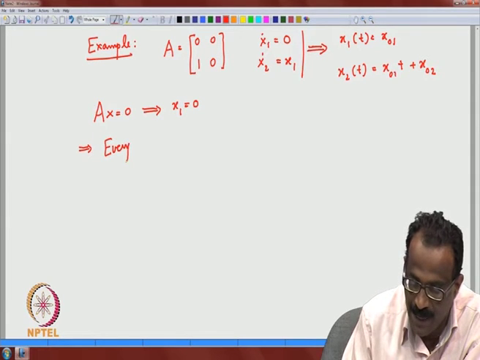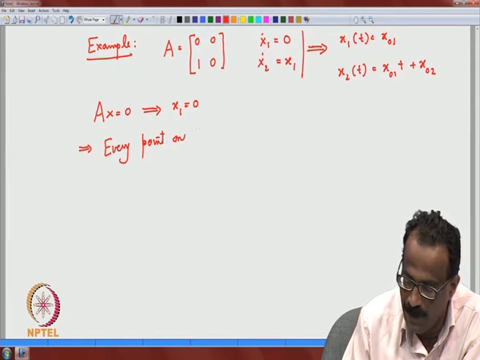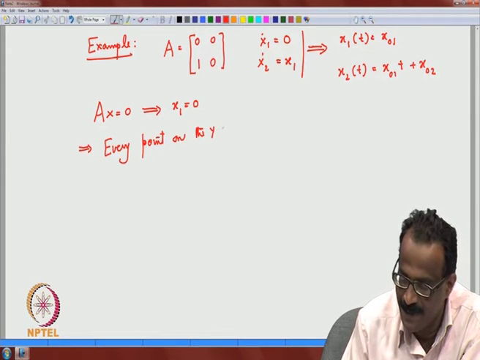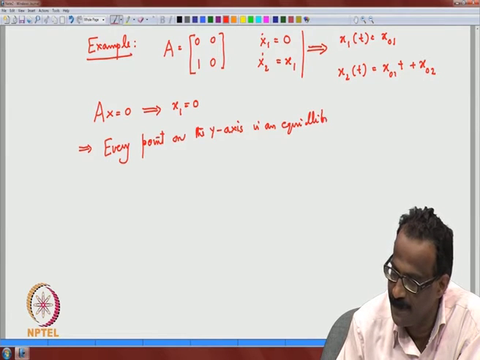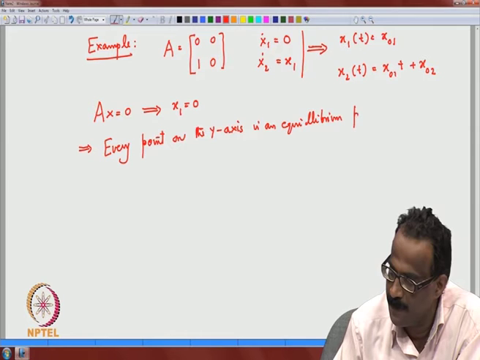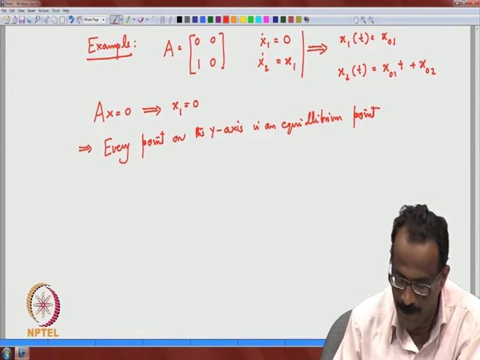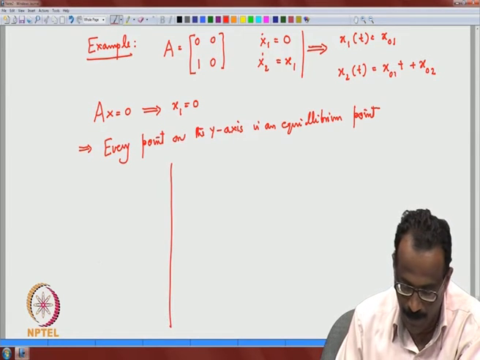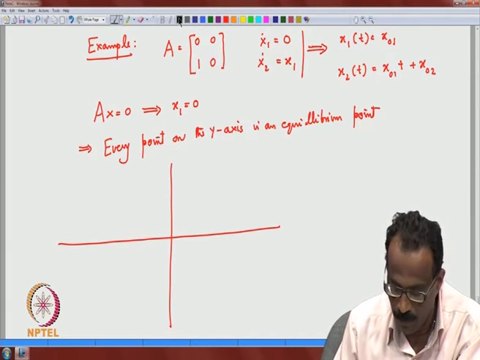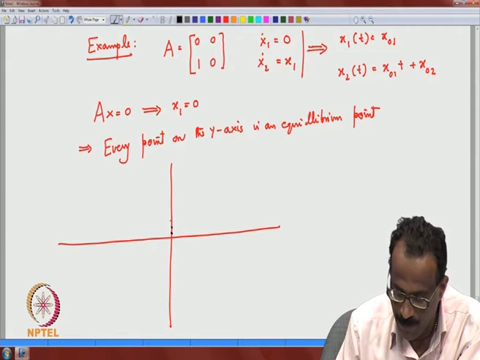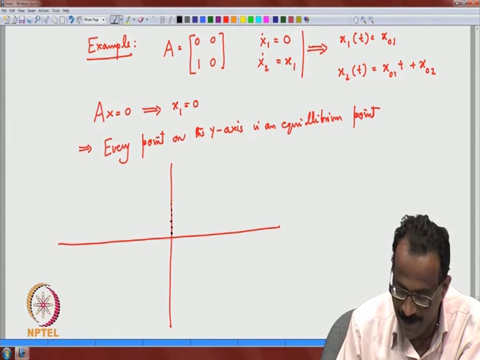that implies every point, earlier we got every point on the x axis, every point on the y axis is an equilibrium point, you see. So if you plot the graph here, all the points here are equilibrium points.